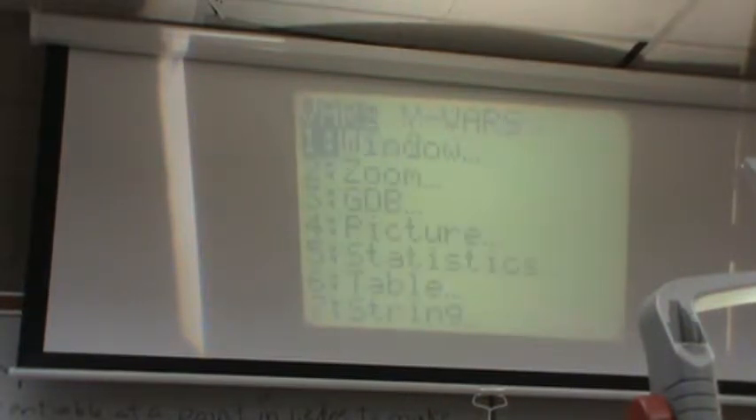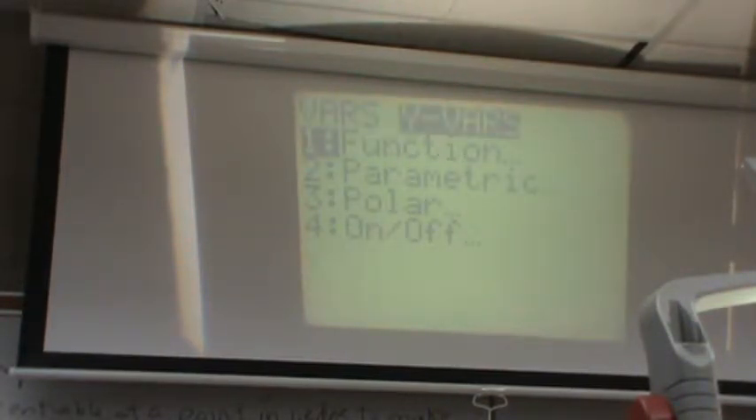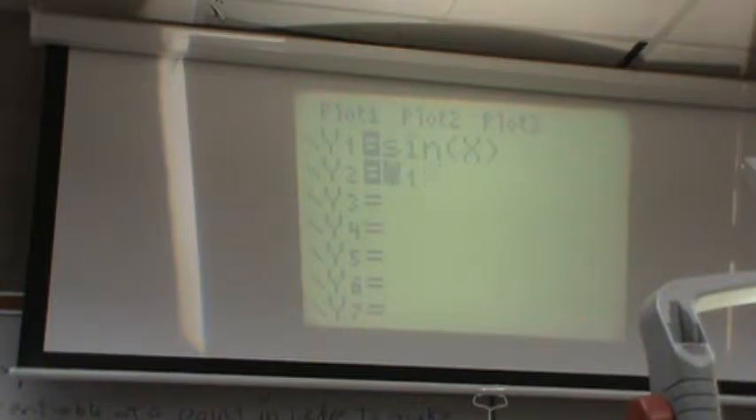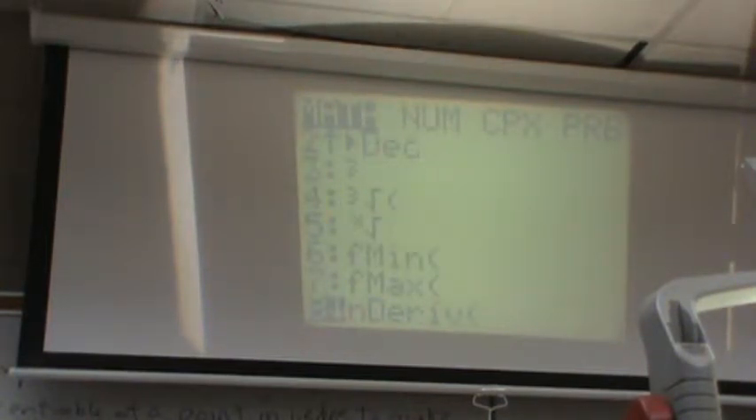Now, I'm going to graph the derivative of that. So I go variables, y variables, function y1. Oh, wait, I forgot to do n derivative. Now, go down to 8, n derivative, and then variables, y variables, function y1, and then comma, take the derivative with respect to x, and I'm going to plug in x, because I want all the x values. And so now I graph this guy.